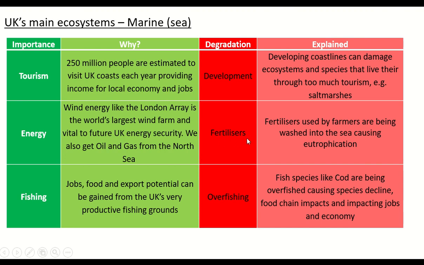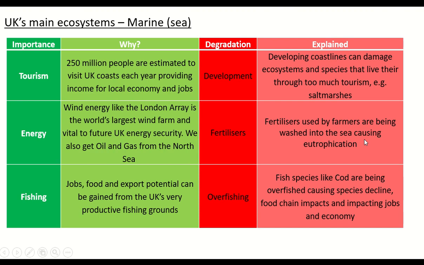Fertilizers. Now, our farmers obviously try and make our land nice and productive. They use fertilizers to help grow and increase their crop yields. But those fertilizers, if they get washed into the rivers, can make their way to the sea, and that can cause this thing called eutrophication. Okay, so it's a funny old word there.